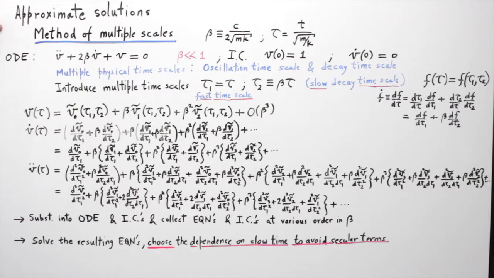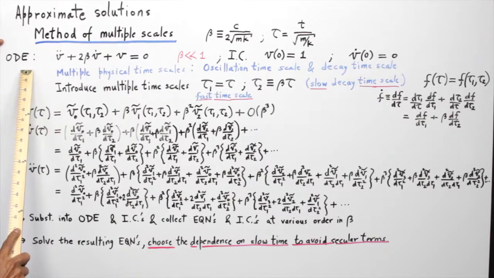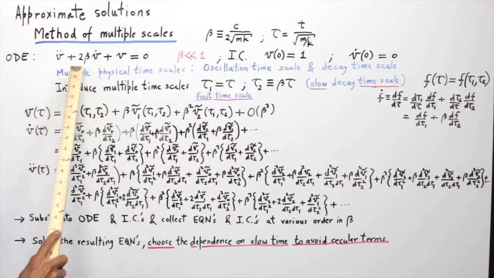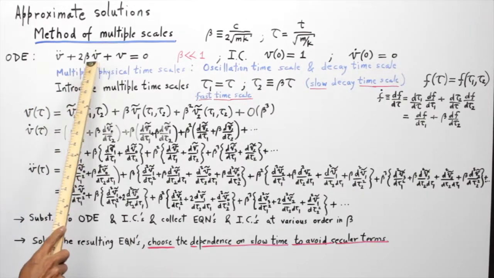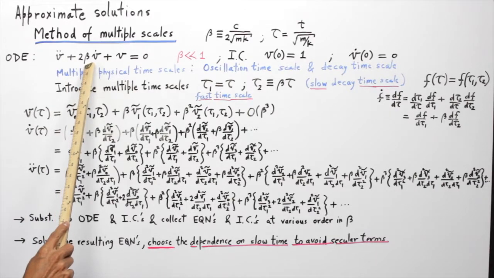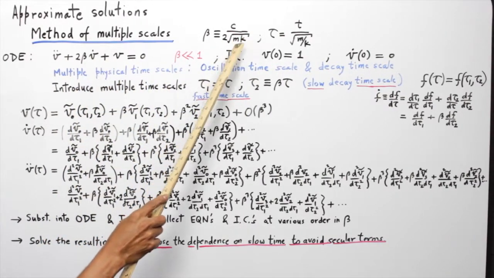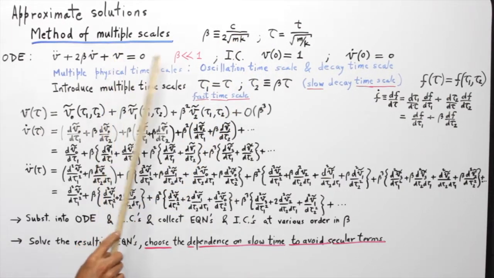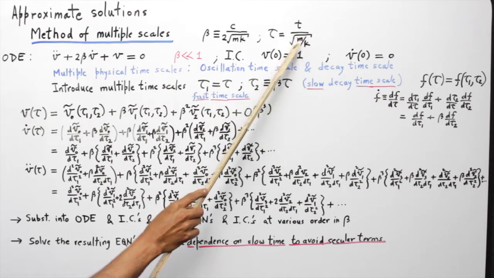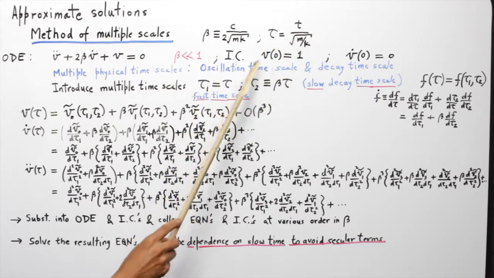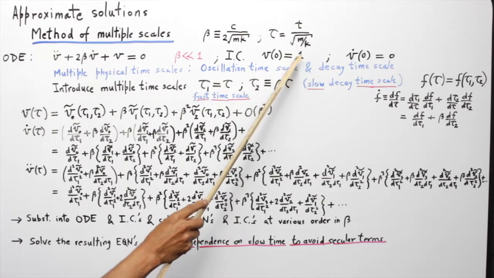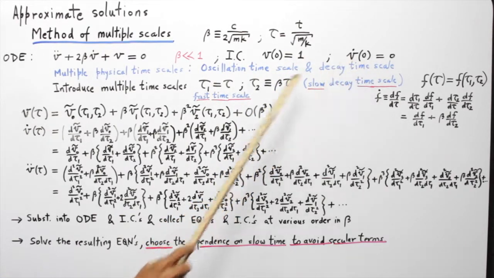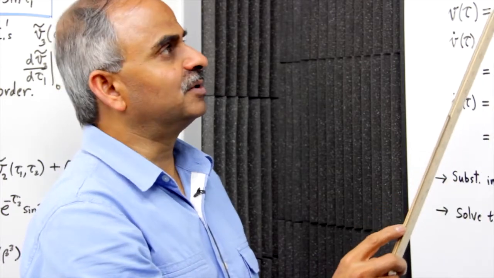So here we are going to illustrate this method of multiple scales, and remember that we are solving this ordinary differential equation which has been scaled. The dependent and independent variables have been scaled so that there is one small parameter beta. This is the non-dimensional damping rate as we had defined it before, and tau is the time that appears in this equation, non-dimensionalized by the oscillation time scale. The initial conditions are that the initial normalized displacement is 1 and the initial velocity is equal to 0. And remember, beta is this small parameter.